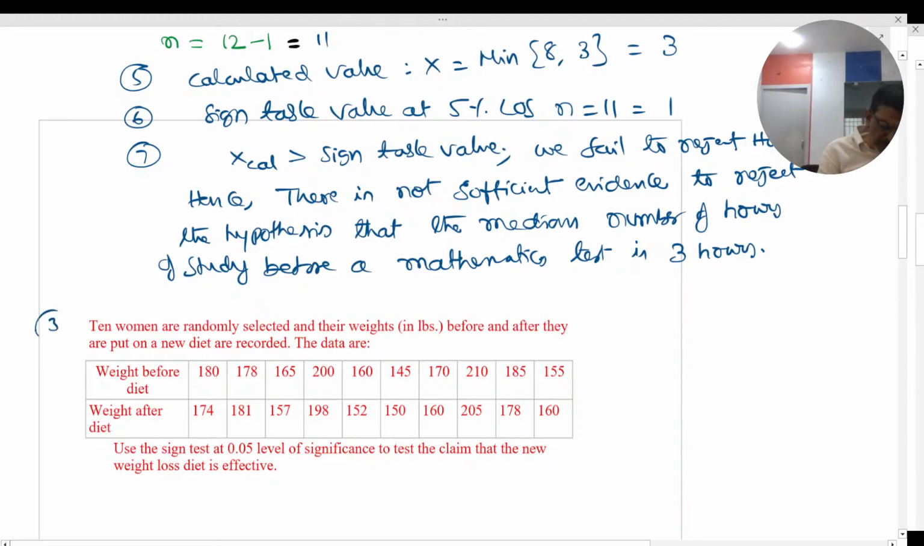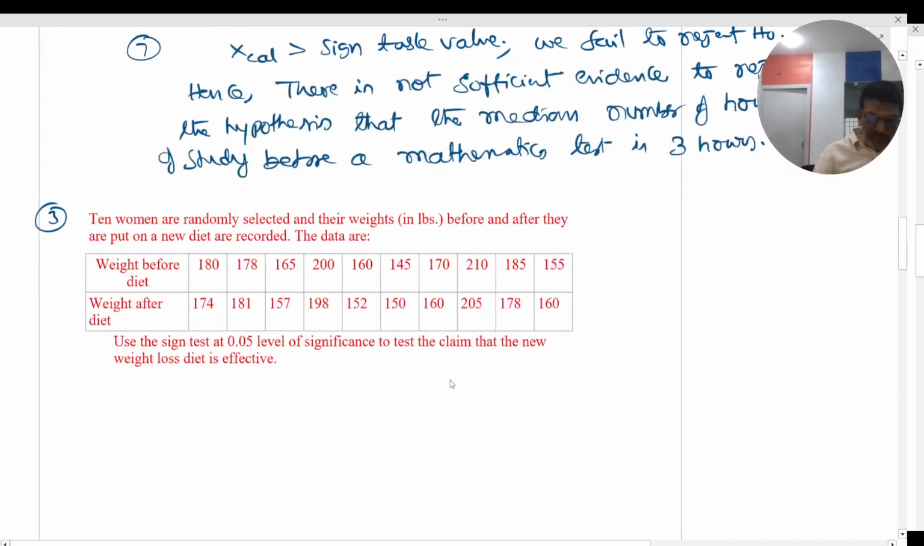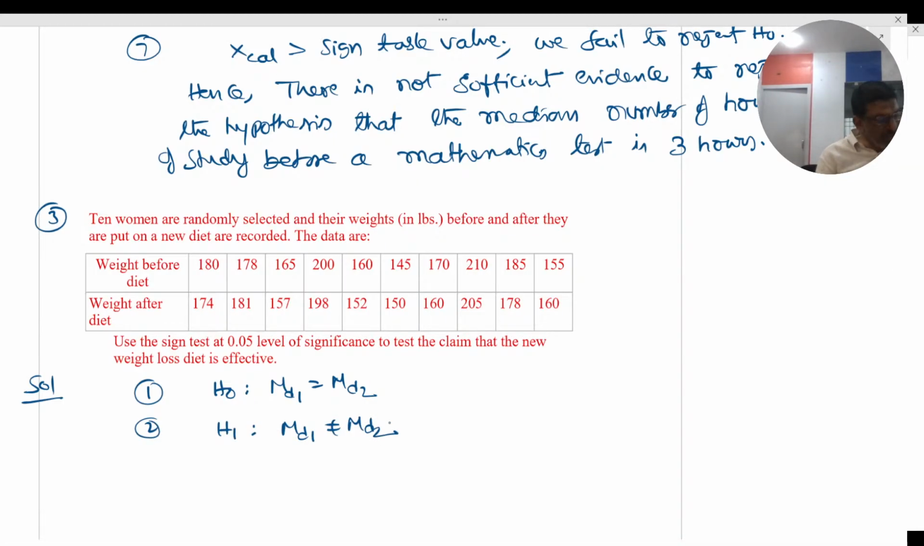So one more problem for the paired concept is also very simple. In this case also, solution. Step 1. Set up H naught: MD1 is equal to MD2. There is no significant difference between two population medians. H1: MD1 not equal to MD2, based on the given information. Here we use the sign test at 5% level of significance. Test the claim that the new weight loss diet is effective.